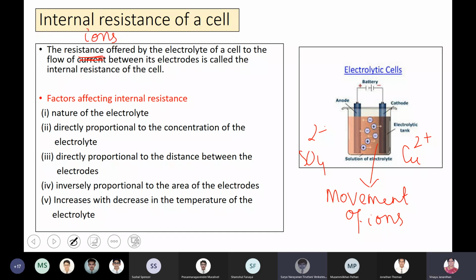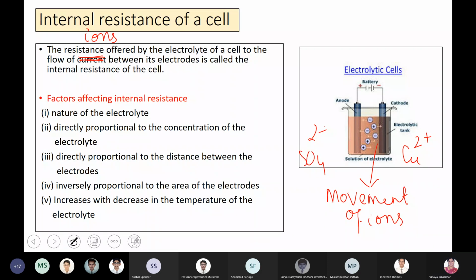The resistance offered by the electrolyte of a cell to the flow of ions between its electrodes is called the internal resistance of the cell.